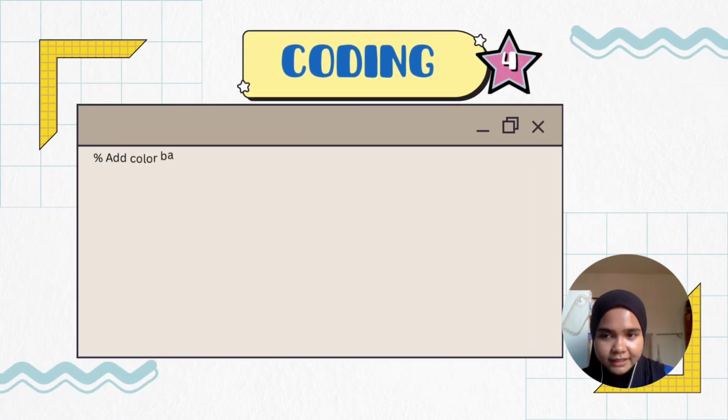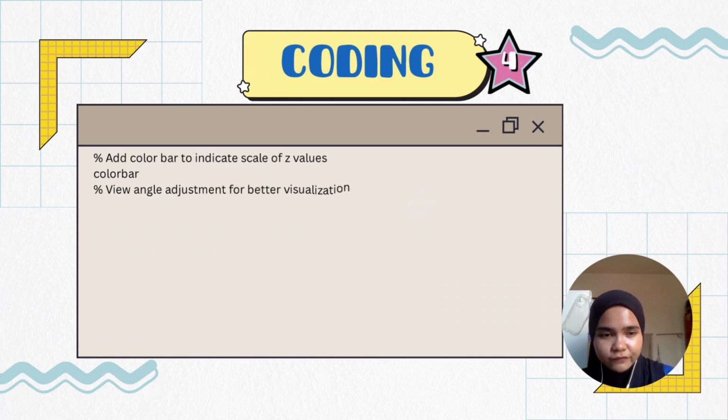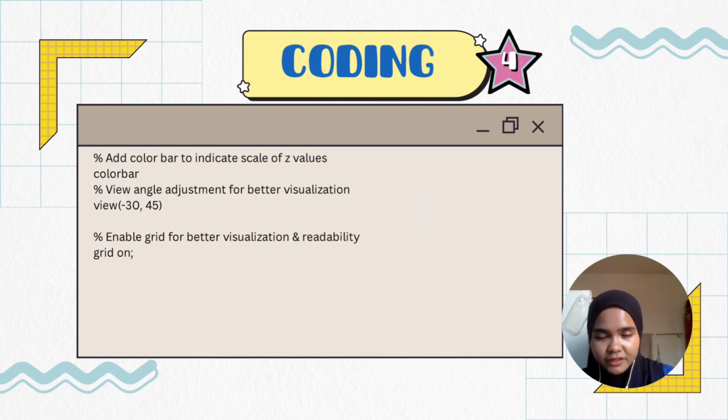And lastly, at this part, I customize the surface by adding the colorbar to indicate the scale of the Z value, and a view angle adjustment for better visualization. The view angle that I use is -30 and 45. And then I enable the grid for better visualization and readability, and I just write grid on.